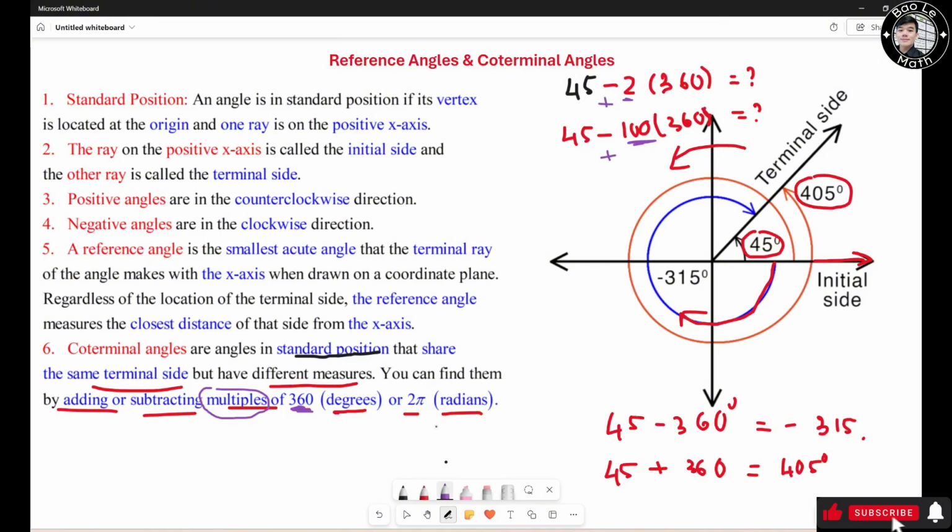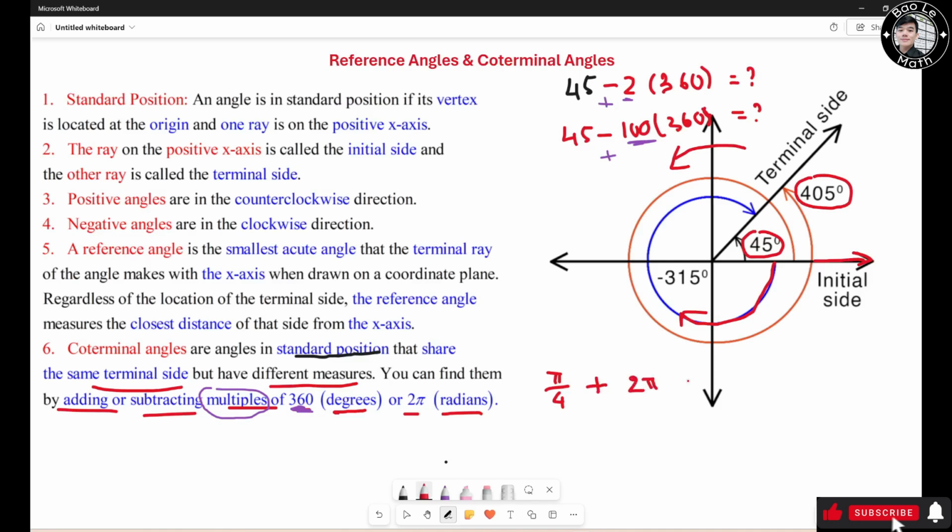Now in the AP Precalculus exam, we're not going to talk about degrees. We only talk about radians, so we need to convert every single degree right here into radians. So how do we do it? Look at this one, 45, which means pi over 4. Now I need to find the coterminal angles of pi over 4. So I need to add 2 pi, and it's going to be 9 pi over 4. This is the same thing as 405 degrees.